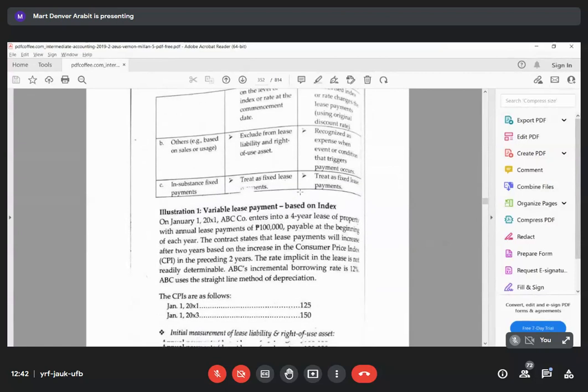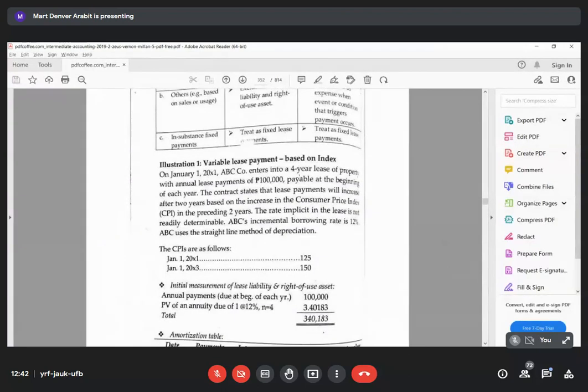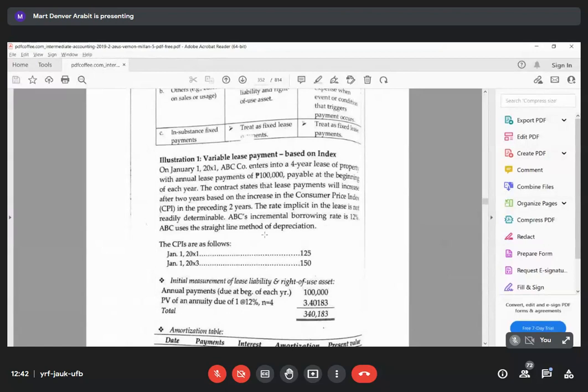So let's continue. For illustration, variable lease payment based on index. On January 1, 2021, at the time of lease commencement, our CPI is 125. But in 2023, it became 150. So when it became 150, there is a 25 increase from 2021. How did we get the 20%? That is 25 over 125. So that is 20%.